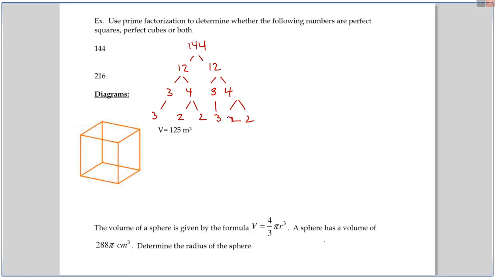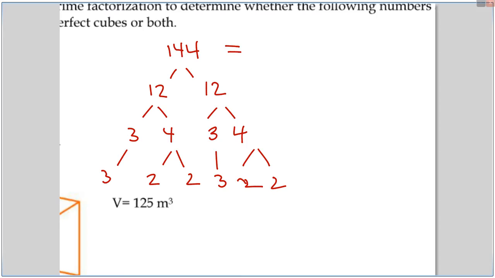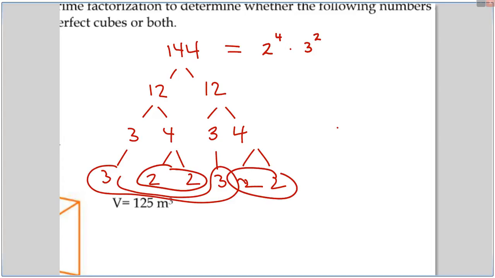So how could we write 144? 144 is equal to, do it in order. So 2 goes first. How many 2's are there? 4. And how many 3's are there? 2. Look at those indices. Can 4 and 2 be grouped into pairs? Yes. So here's a pair of 2's, here's a pair of 2's, and here's a pair of 3's. You like that?